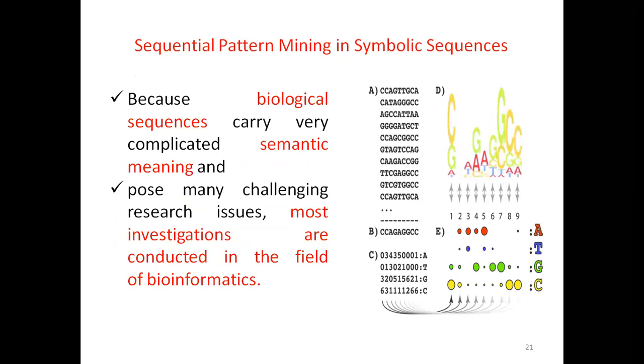Because biological sequences carry very complicated semantic meaning, they pose challenges and research issues. That means most investigations are conducted in the field of bioinformatics. Bioinformatics has a large number of different kinds of sequences. For example, these are some of the sequence patterns. These sequence patterns also carry very complicated semantic meaning.